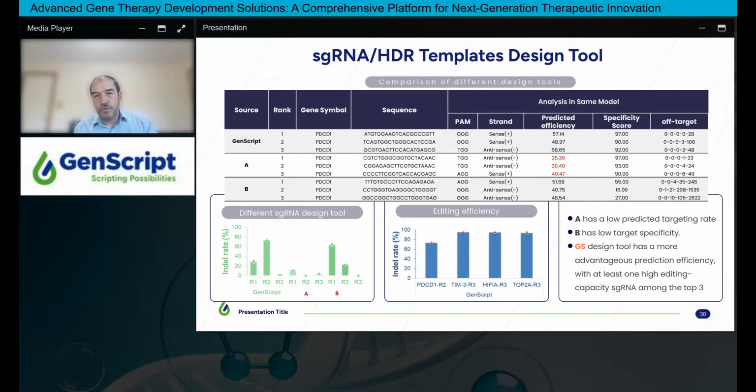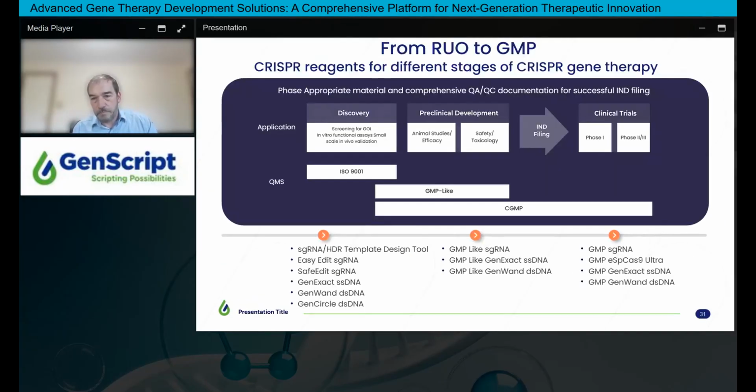We have very efficient software for designing sgRNAs and HDR templates. In the top table, you can see we compare the GenScript software with several popular vendors on the market, showing the predicted efficiency, specificity, and off-target effects. Also on this chart, we show the indel ratio for each one. And you can see that overall, the GenScript templates have a better predicted target rate, higher target specificity, and at least one of the gRNAs that was predicted works very well with very high efficiency.